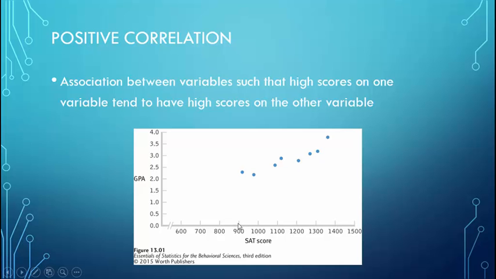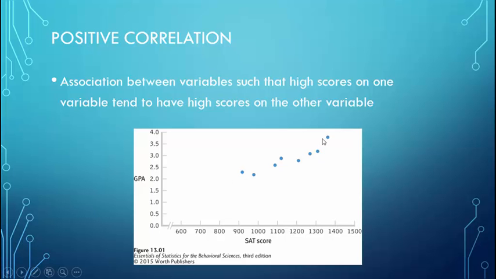Let's say we've got someone who scored a 900 on the SAT, and their GPA, I don't know, is about a 2.3. And this is someone who got like a 1350 on the SAT, and their GPA is about a 3.7. So each of these people represent a case. What this is showing us is that when people tended to score lower on the SAT, they also tended to score lower on GPA. And as people scored higher on SAT, so these people over here in the 1300s and 1400s, they tended to have higher GPAs. So this is a positive correlation.